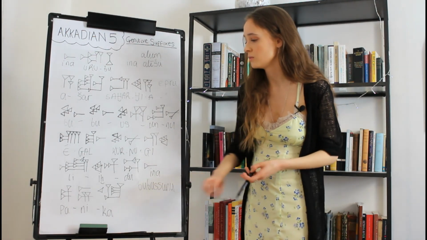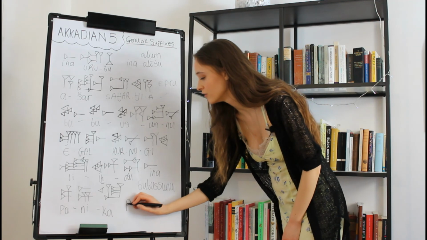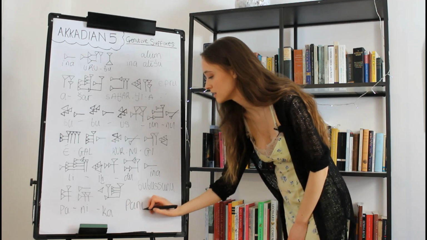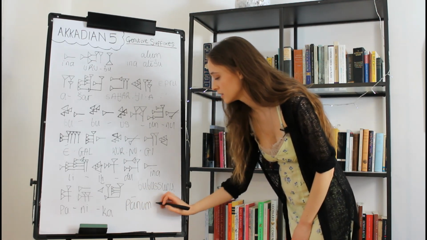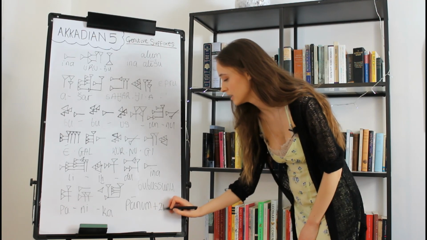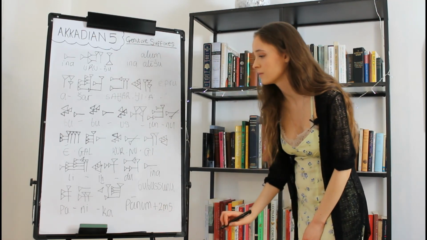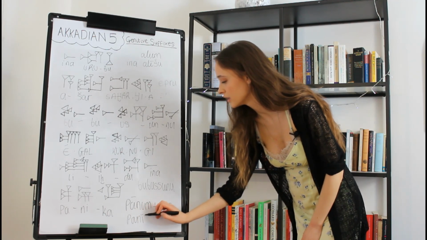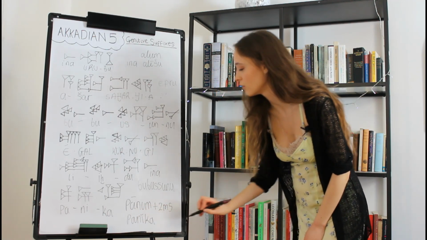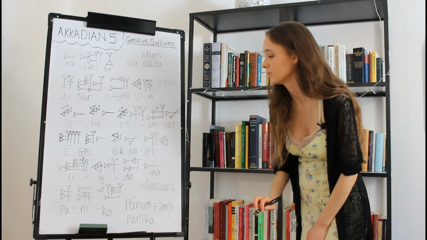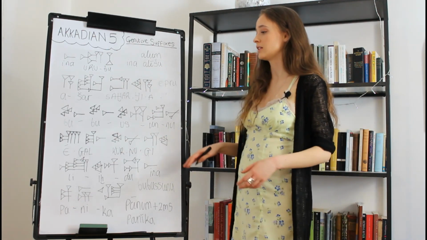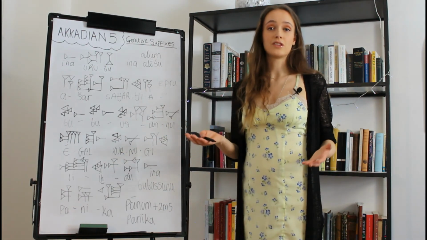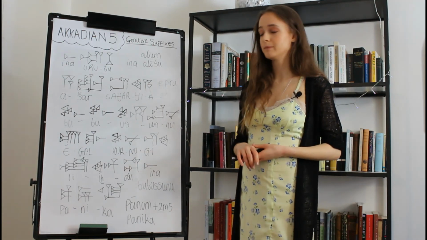So Panika is formed of the noun panum, which can mean face, or in this instance, presence, plus the second masculine singular suffix ka. So it would, in transcription, look like panika. It's in the genitive following the ina preposition. So as a whole, this phrase would translate as, may the palace of the netherworld rejoice in your presence.